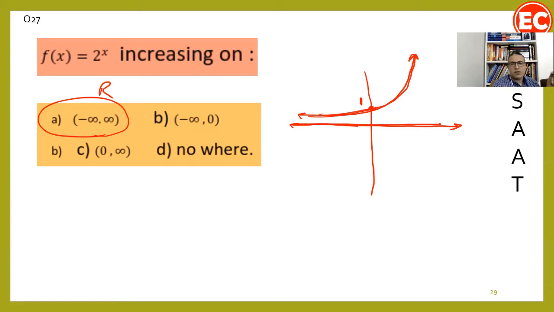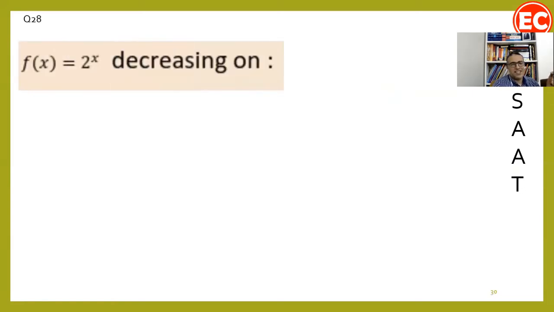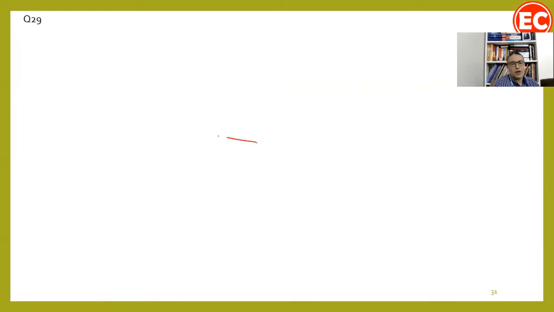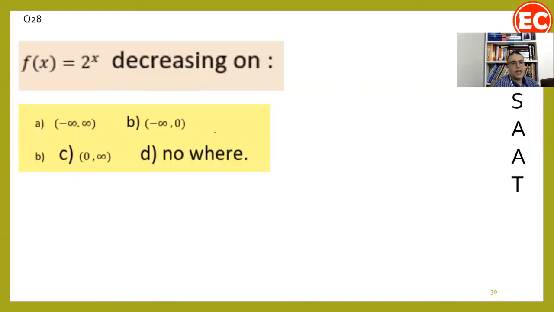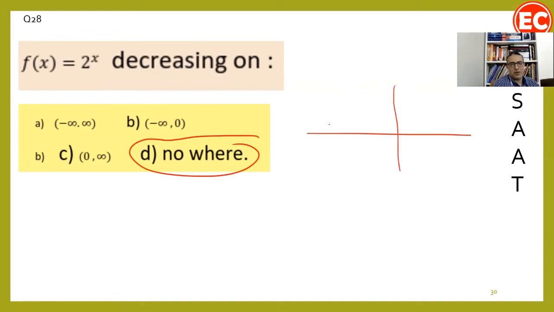What do you expect for question 28? Where is the function decreasing? Nowhere. No way this function will be decreasing, because it's open upward and moving. It's a curve moving upward till infinity. So there is nowhere this function is decreasing.